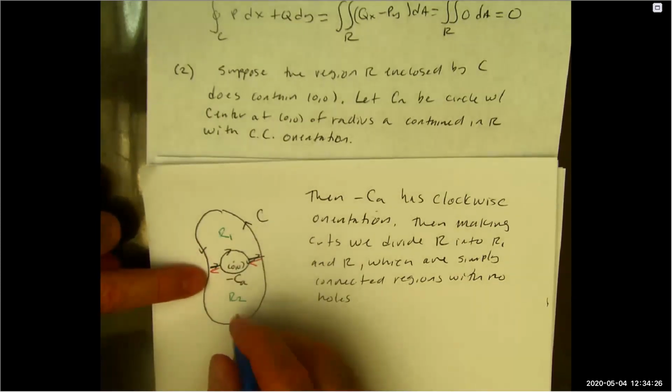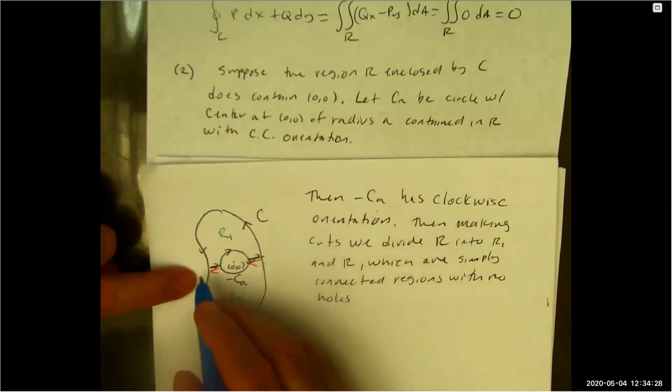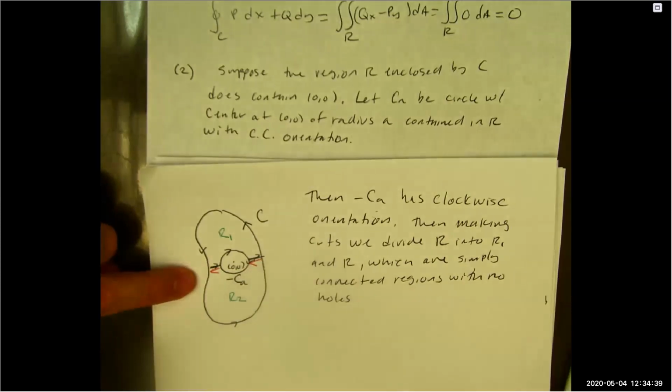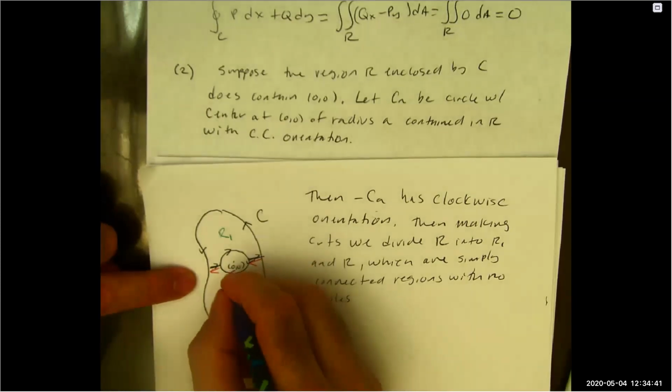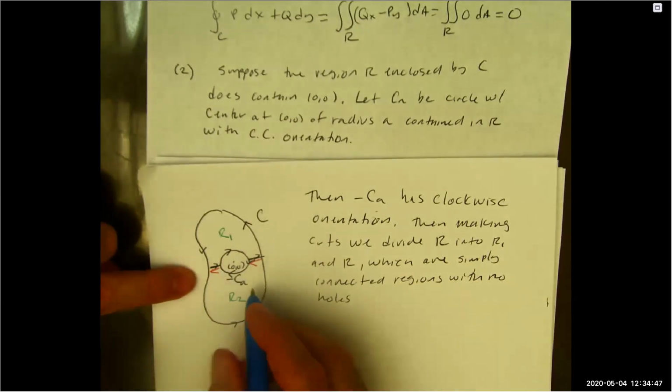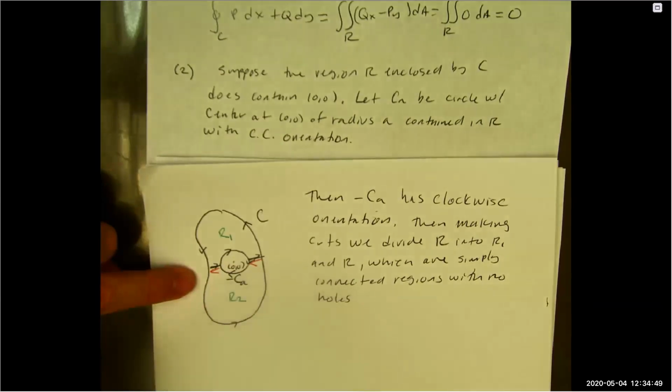Now, if we look at R2, we're going to have this lower boundary and then minus the L2 cut here. And then this lower part here. And then minus L1. And so you also see that you have a counterclockwise orientation around the boundary of R2. And so what we can do is apply Green's theorem on those boundaries.